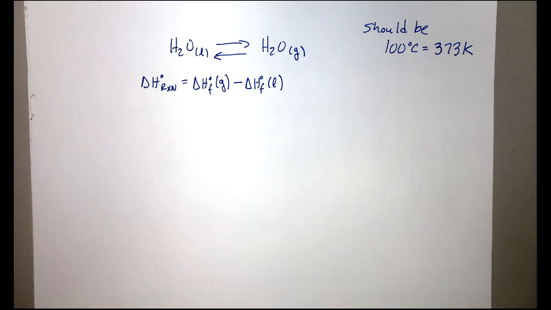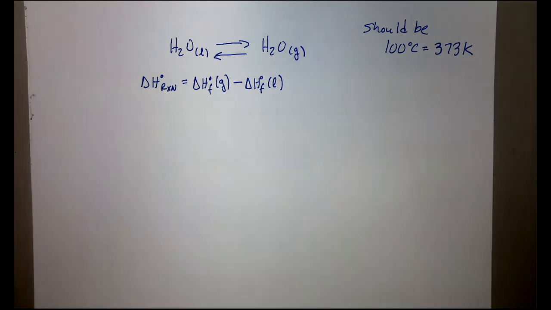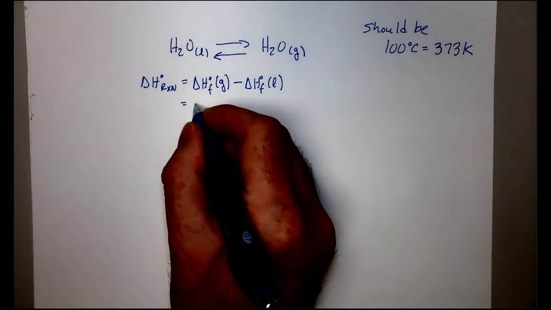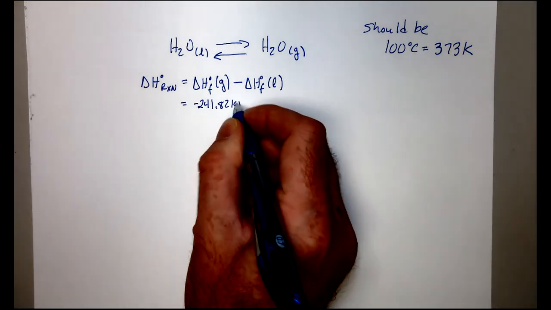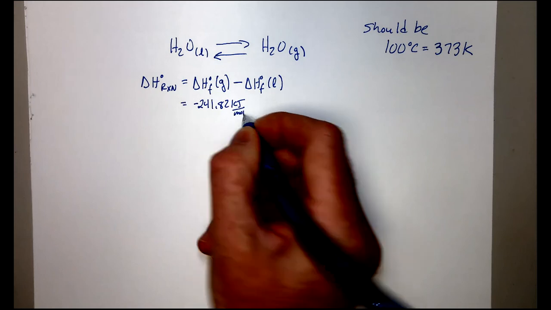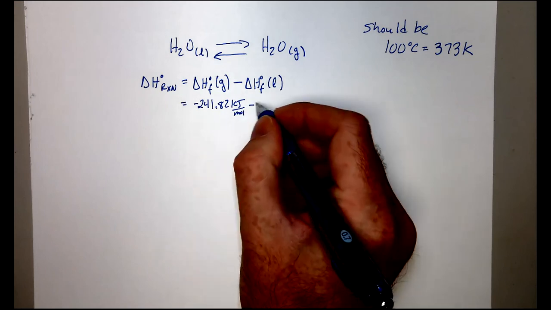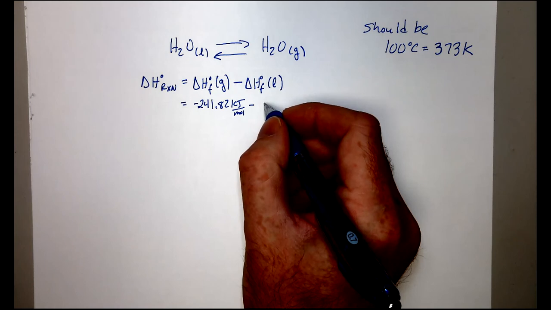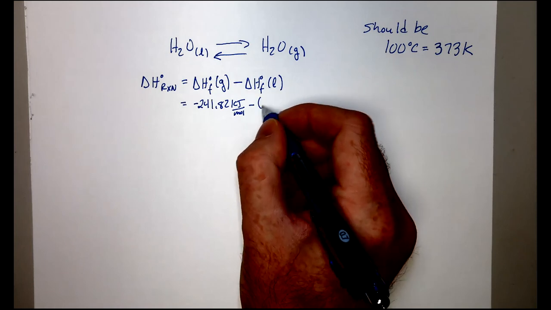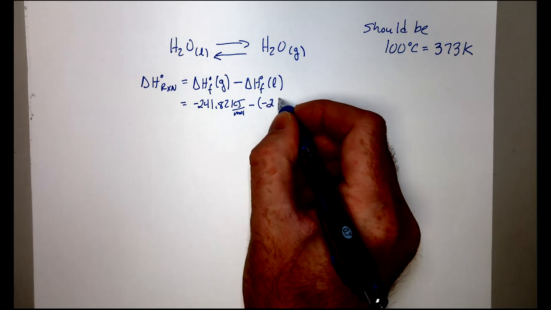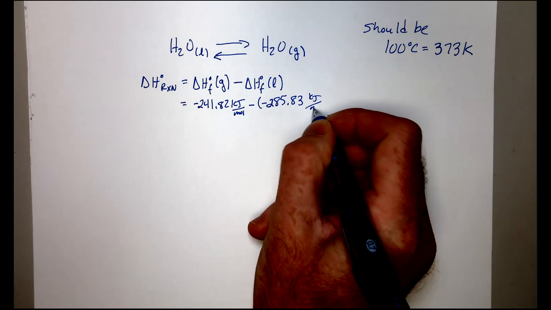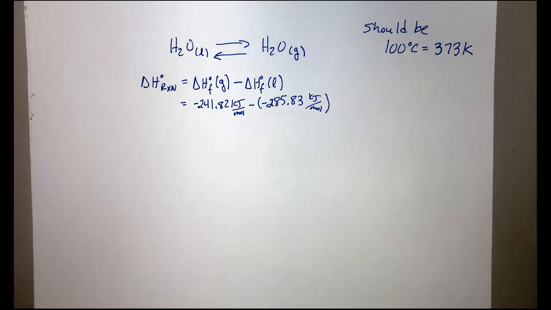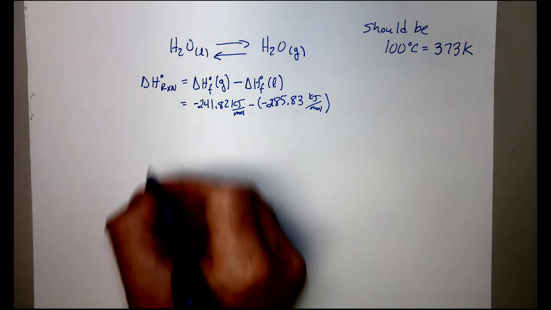And so if we look that up, water in the gas phase is a negative 241.82 kilojoules per mole, minus the liquid phase. So you're going to go minus a minus 285.83 kilojoules per mole. So that would be the delta H.